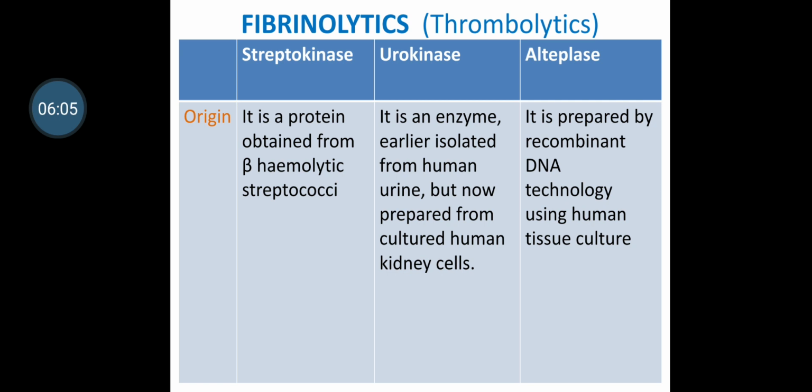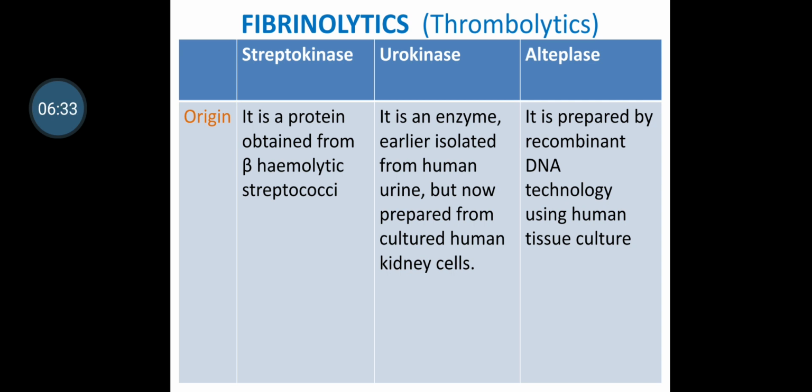It is obtained from streptococci. The next one is urokinase. Urokinase was earlier obtained from human urine, but now it is prepared from cultured human kidneys. That is a source of urokinase. The next drug is Altiplase. It is produced by somewhat newer technology, like recombinant DNA technology. By using recombinant DNA technology, we can produce Altiplase.